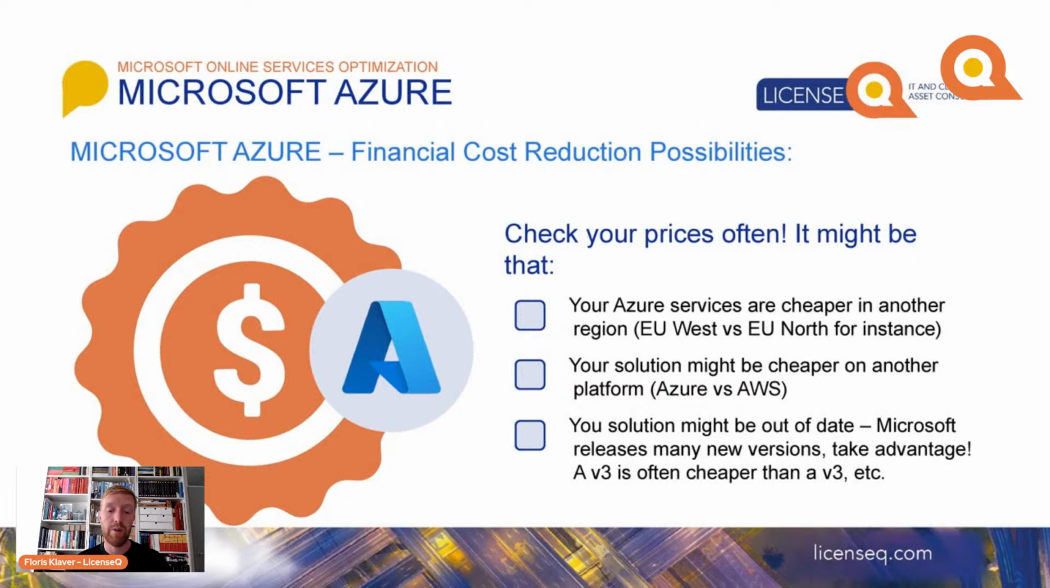Finally, your solution might be out of date. Microsoft releases many new versions. Take advantage of this as well. A V3 is often cheaper than a V2. A V5 is even released currently for D series, I believe. It might be cheaper than the one you're running right now. So do keep an eye out for these and change towards the latest version, because when Microsoft generally releases a new version, it's because they have found a way to bring this to you cheaper and better. So take advantage of this.